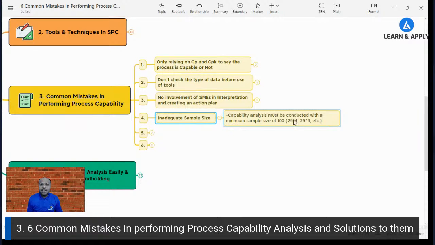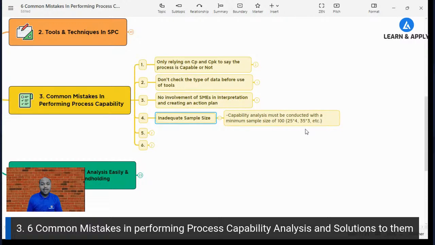So we must have at least 100 data points, a 100 sample size. That means if you are going to collect the data in subgroups and the subgroup size is 4, you must have 25 subgroups. In that case, if you have 25 subgroups and you are performing the process capability analysis, it's fine. Or let's say if you have a subgroup size of 3, then in that situation, you must have 35 subgroups. Altogether, you must have at least 100 total data points. If you are going to collect the data in subgroups, then it should be divided by that subgroup size.